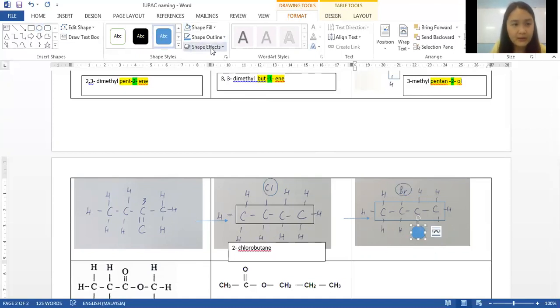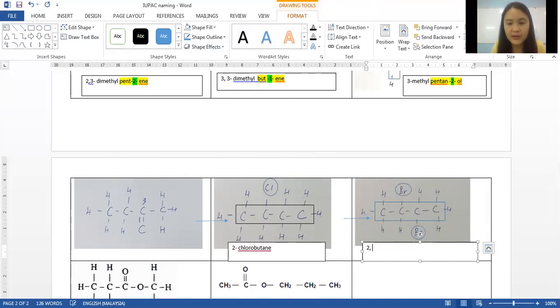Now to name it, start with the position of my special groups. The first special group is located at position 2, and the second at position 3. What's the name of this group? Bromine. When you put it in a molecule, it's called bromo, and in this case I have 2 bromo groups, so it's dibromo. My longest chain has 4 carbon and all single bonds, so it's called butane.